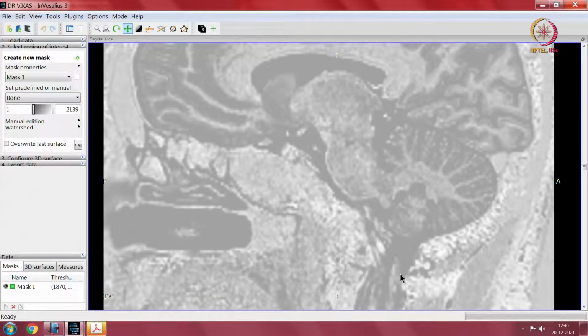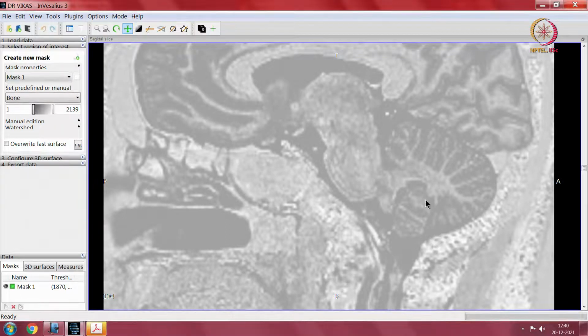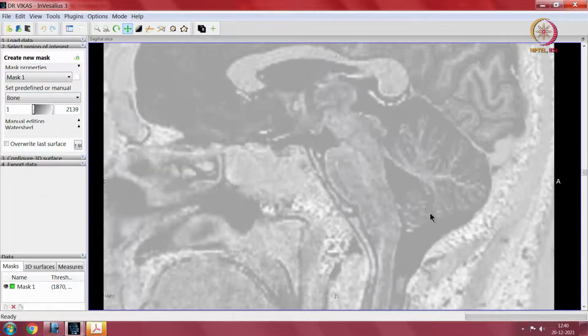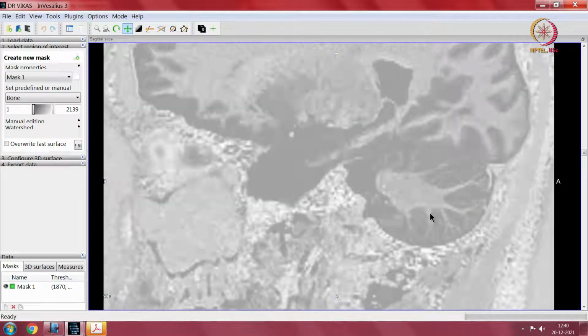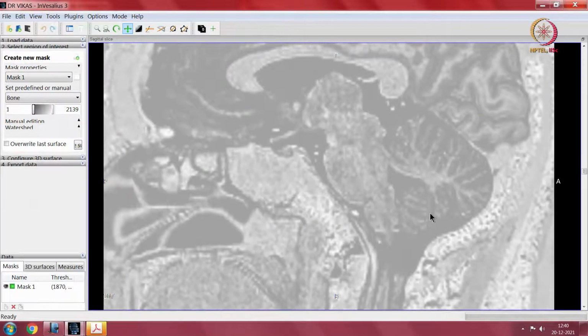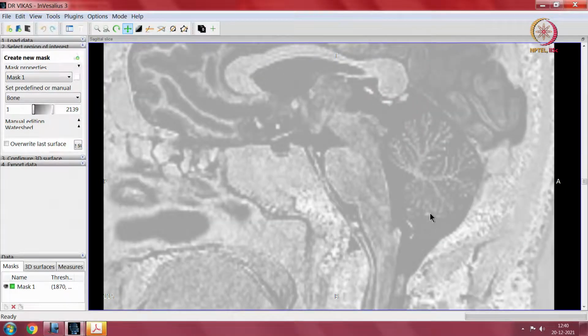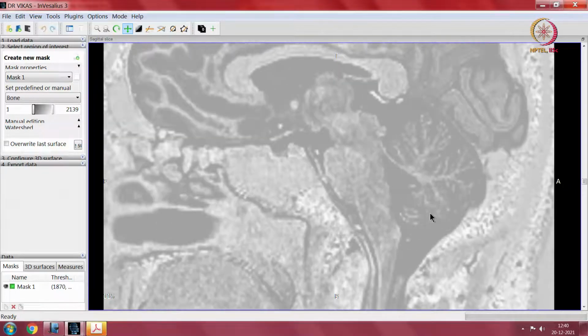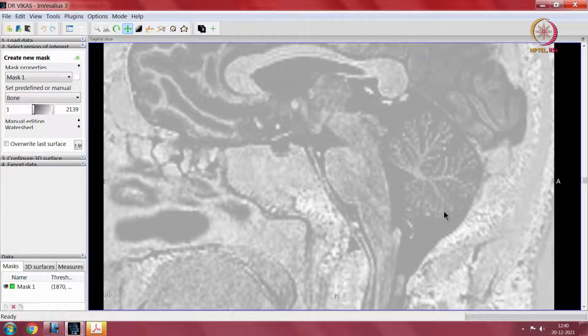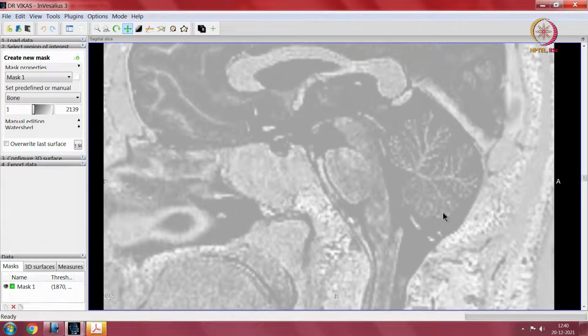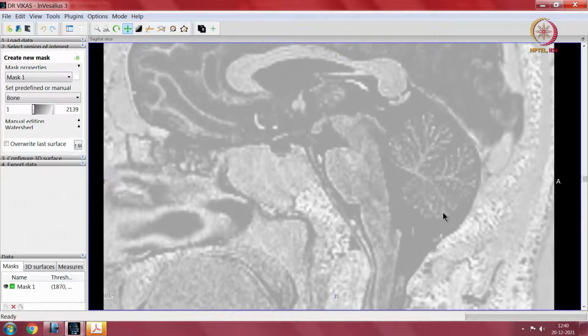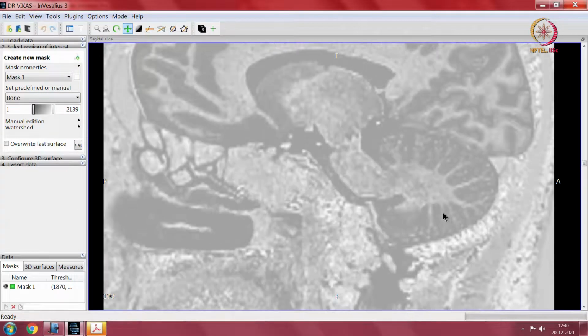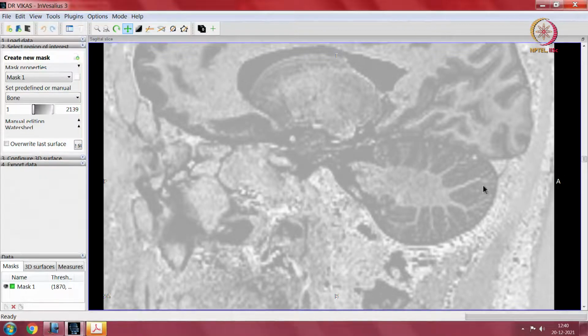I go a bit outside, that is lateral, and you can see the uvula, this is the tonsil, this would be the uvula in the midline. Okay, and if we go much further, the only things you see are the cerebellar hemispheres. You can see the white matter in the center and the gray cortex in the periphery.